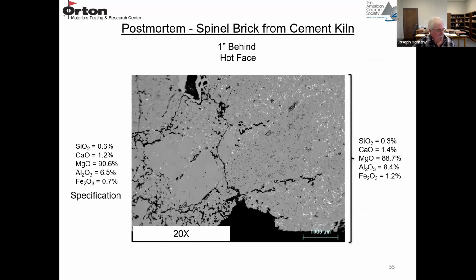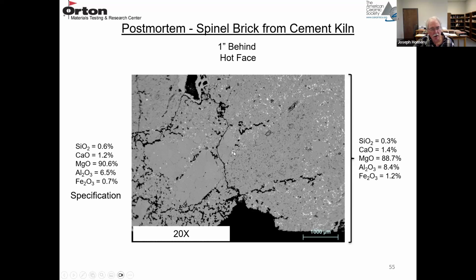And then the last postmortem I have is for a spinel brick in a cement kiln. And this is a location a half inch behind the hot face. This is what the material is supposed to be in the specification from the manufacturer. It's about a 90% MgO, and then it has about 6% Al2O3. So this is an MgO material in a spinel matrix, maybe not a complete spinel matrix, but partially a spinel in the matrix.